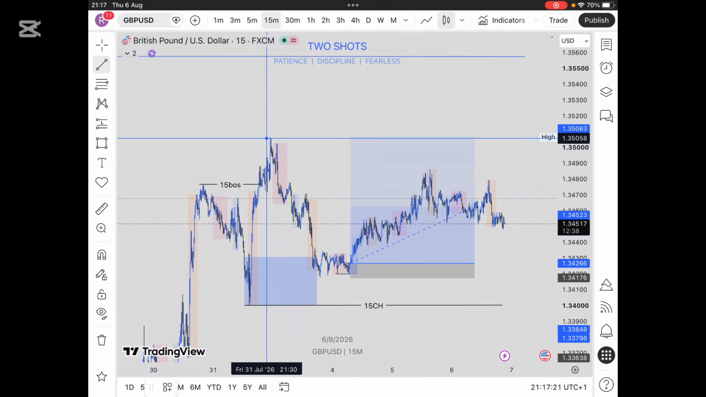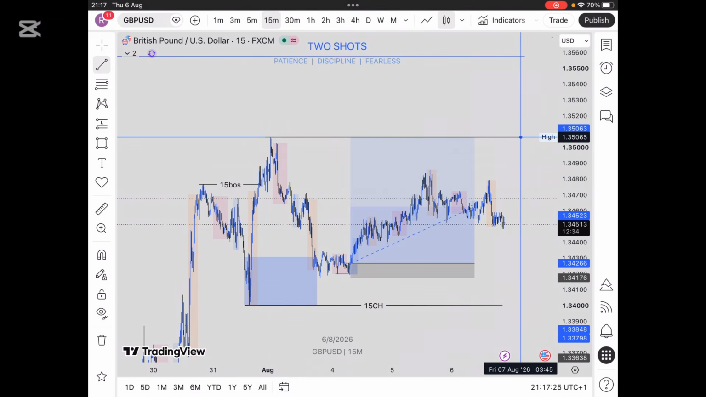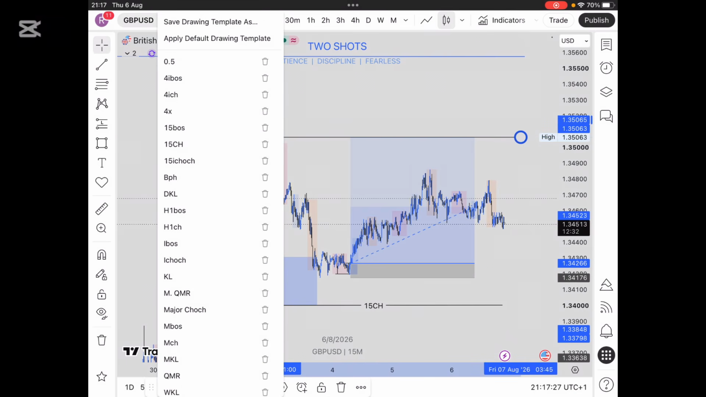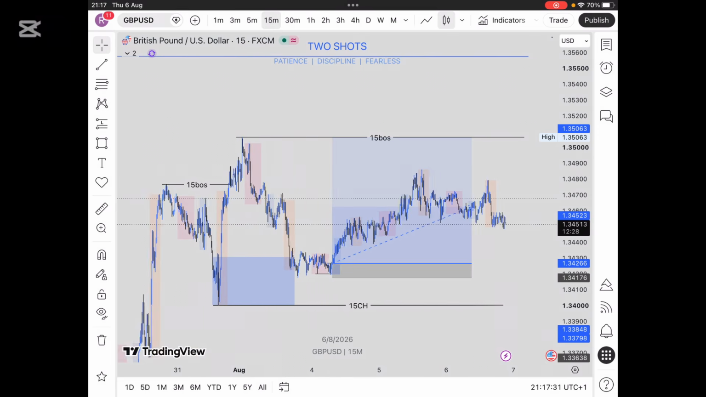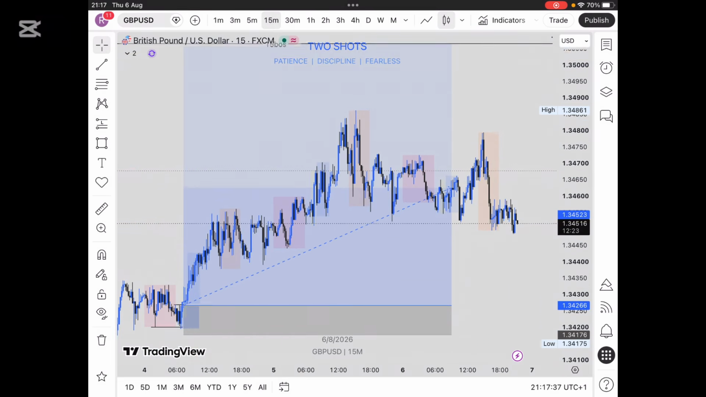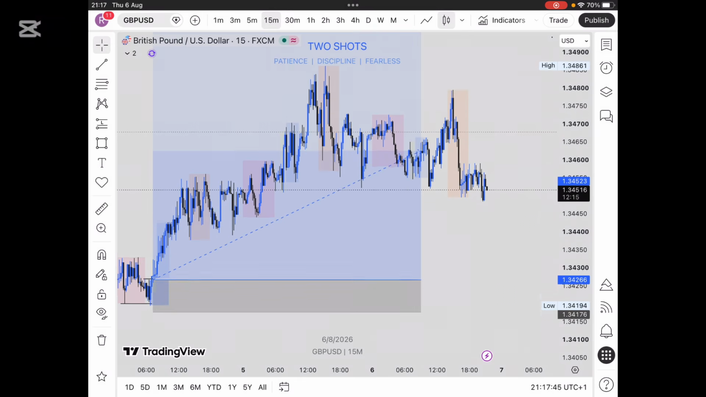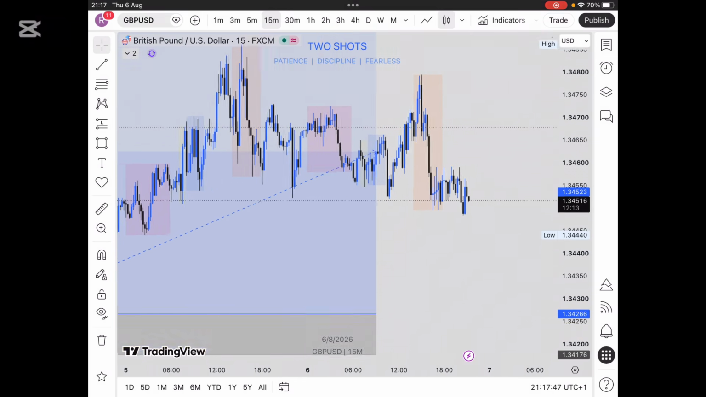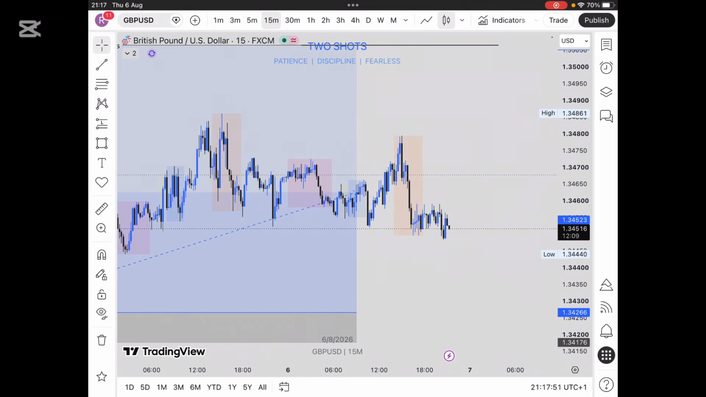Our current target is this high, for price to come over here and give us a break of structure. We are waiting for price to come over here and give us a break of structure. So price is only just consolidating, probably seeking more liquidity before the buy move will resume. So this is where we are right now.